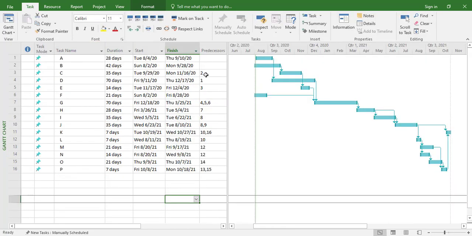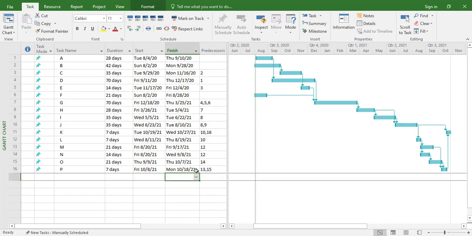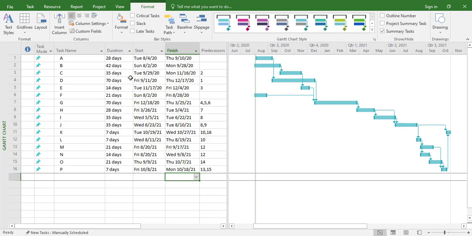Similarly, I have entered predecessors for other activities as given in our table. Here you can see a Gantt chart is automatically generated as per given input. So this is same network diagram as which we have seen in our previous slides. Now we need to determine our critical activities. For that, what we will do is go to Format tab and click on Critical Tasks.